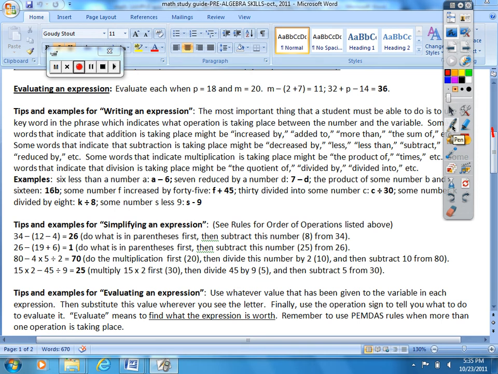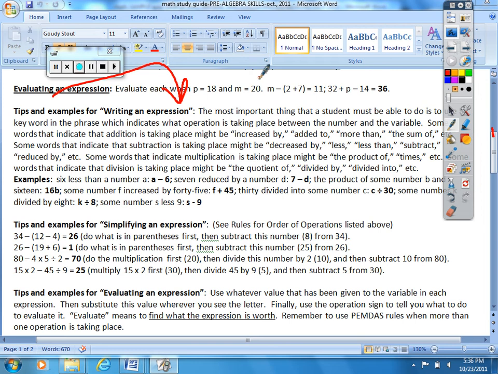I urge you to have your child study these words, and you may even want to brainstorm with them and talk about some other words that mean the same thing. In other words, what words would indicate to you that addition is taking place? What word indicates that subtraction or multiplication or division is taking place? So I'll go through a few of these, and I'll show you a couple of the trickier ones.